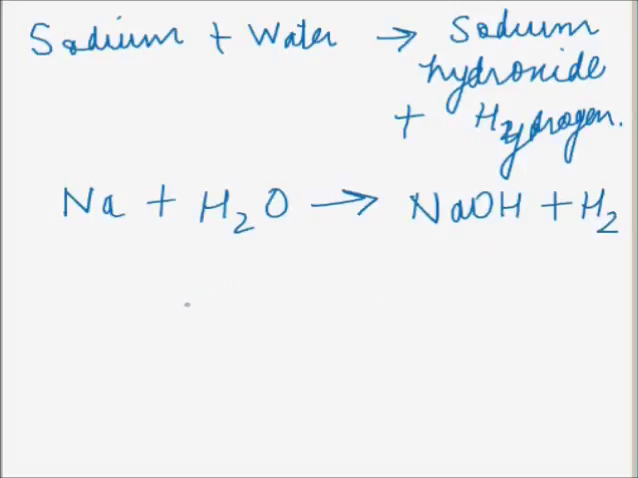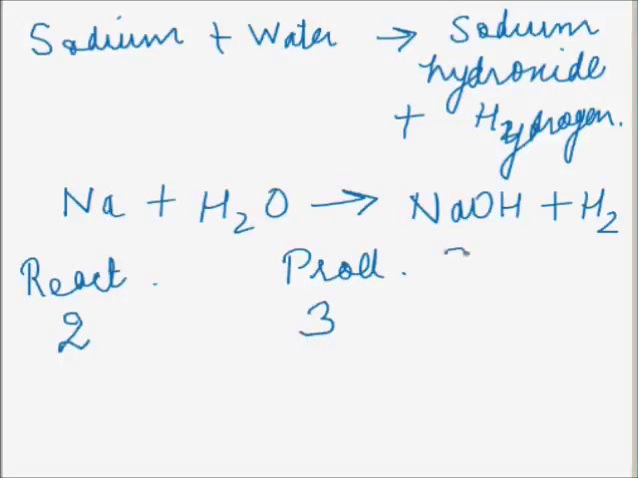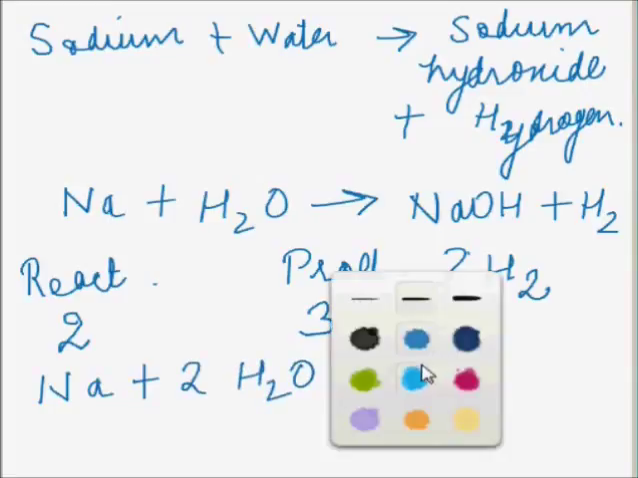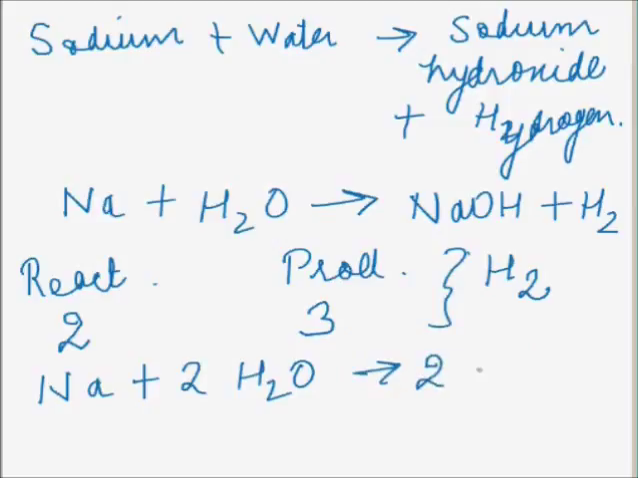First let us balance the number of hydrogen atoms on both sides. There are 2 hydrogen atoms on reactant side and 3 hydrogen atoms on the product side. This we are doing for balancing hydrogen atoms. So what we can do, we will multiply by 2 on left hand side with H2O, and we will also multiply 2 on right hand side, NaOH plus hydrogen.